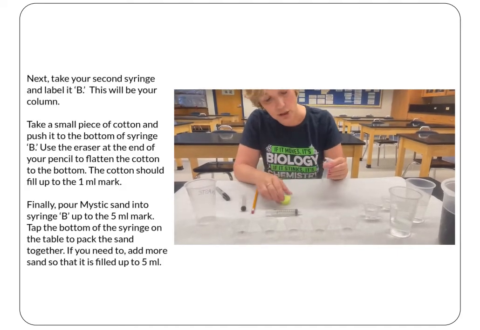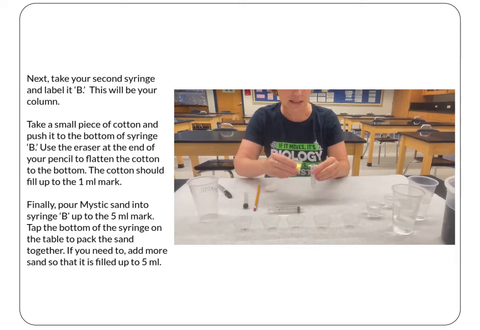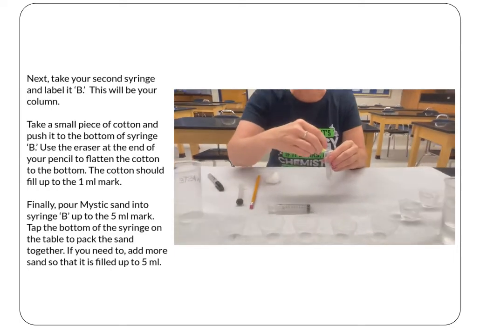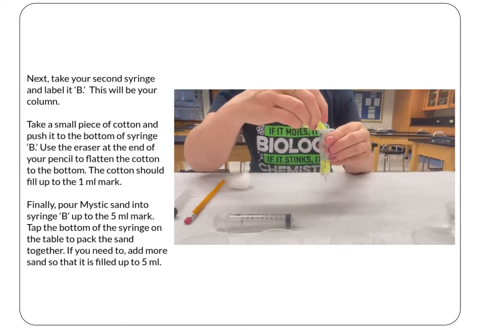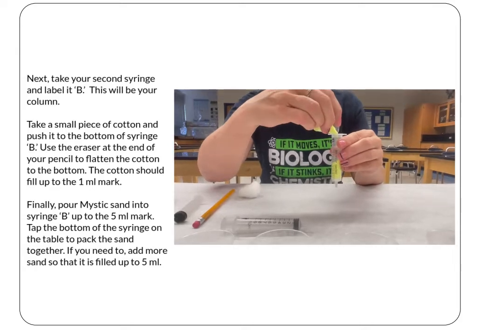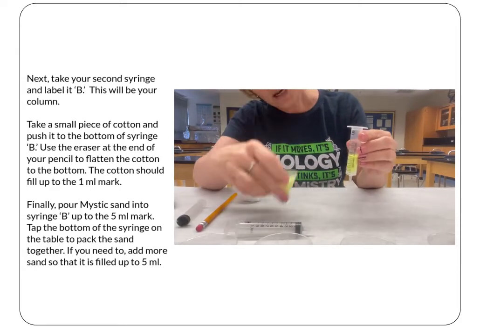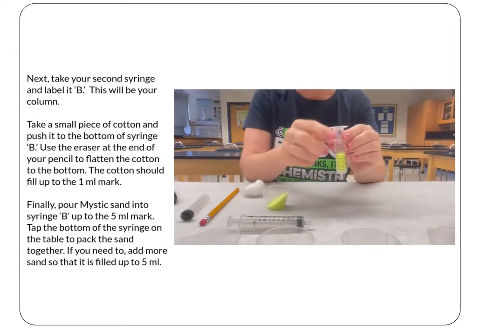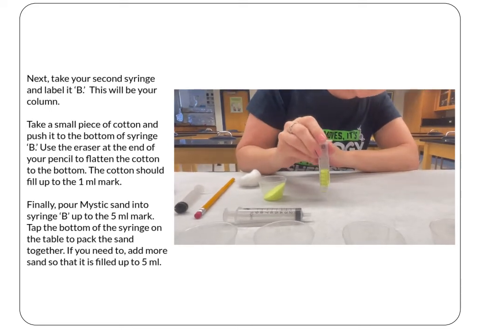The next thing that we're going to do is we're going to add the magic sand. So we're going to pour this in so that it's up to 5 milliliters. And so this is about 5 milliliters. And then we're going to tap it down.